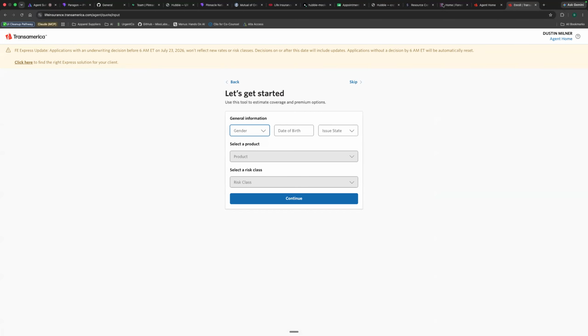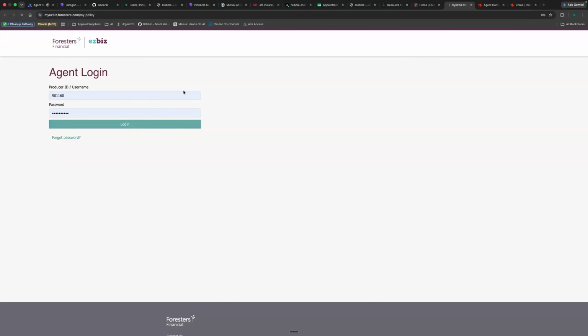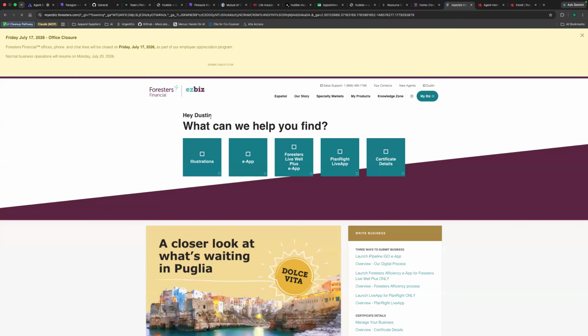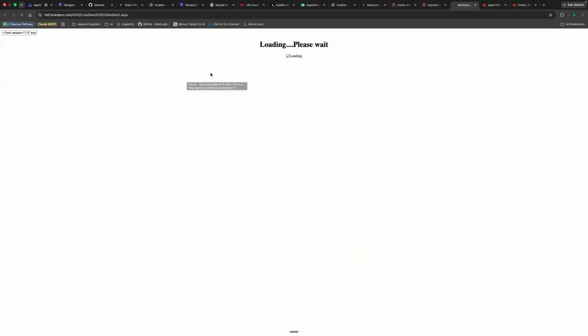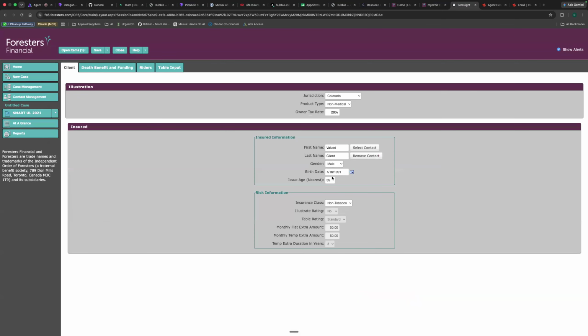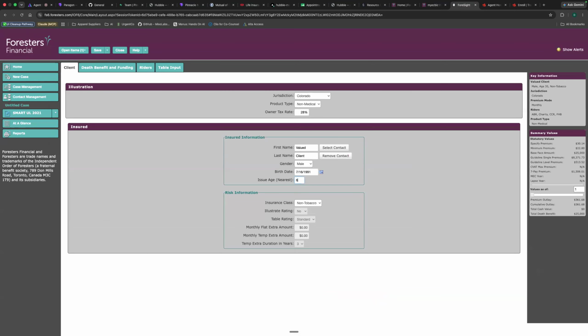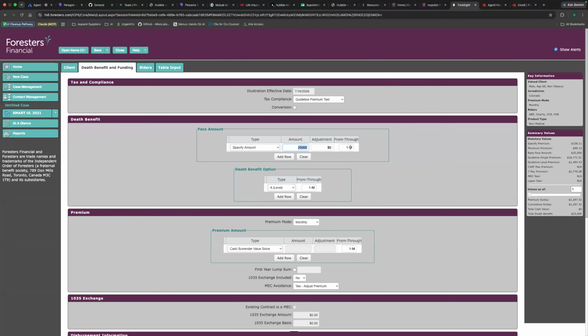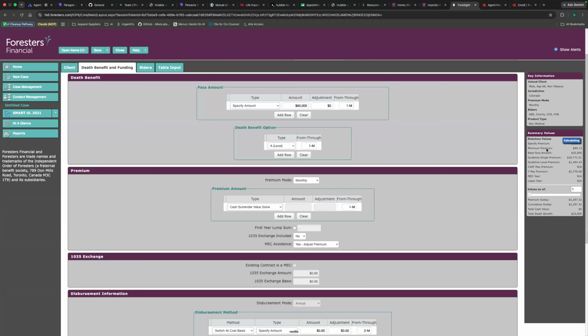While she's pulling that up, I just want to show you guys what I mean on Foresters so you have a frame of reference here. If you go to Foresters, you go to illustrations. I just want to show you what I'm talking about. Smart UL. Let's say the client's 68 and we want to do, I don't know, 75,000, 60,000. We're paying attention to what's happening on the right. Everybody can see this, right? This is how you figure out what the payment's going to be.